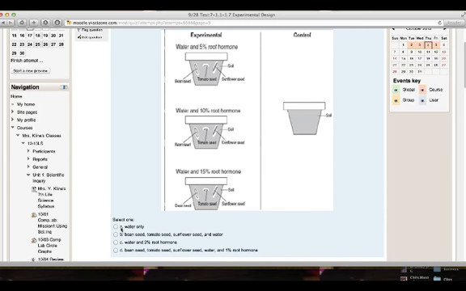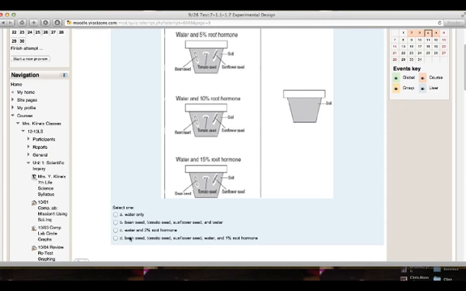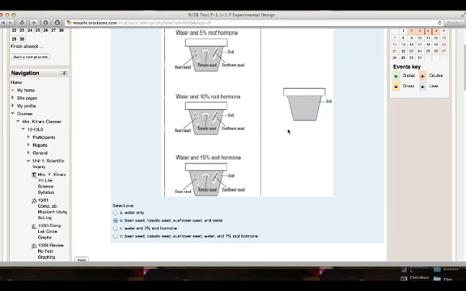So let me see the selections. Water only, no, that would not be sufficient. Bean seeds, tomato seeds, sunflower seeds, and water. That sounds good. C, water and 2% root hormone, no. D, bean seeds, tomato seeds, sunflower seeds, water and 1% root hormone. You're introducing different concentrations, that would not work. So the answer for this one would be bean seeds, tomato seeds, sunflower seeds, and water, because they're without the hormone, which was the independent variable.